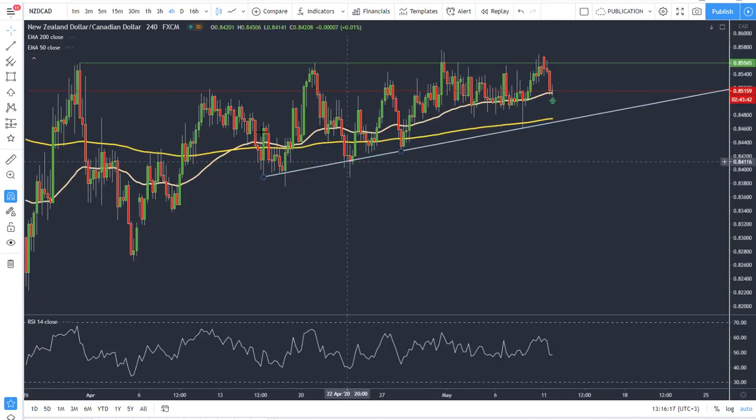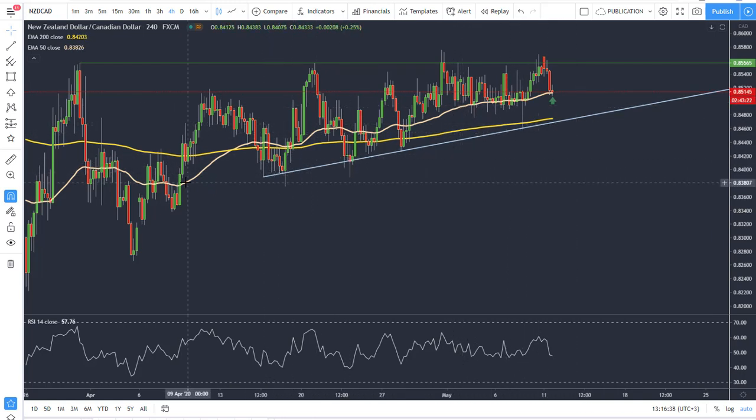New Zealand Canadian dollar, we have resistance formed right there, very strong. But what is interesting is this close above. We have New Zealand Canadian dollar managed to close above the resistance, and it's kind of struggling now to go in any direction, although uptrend trend line is holding.